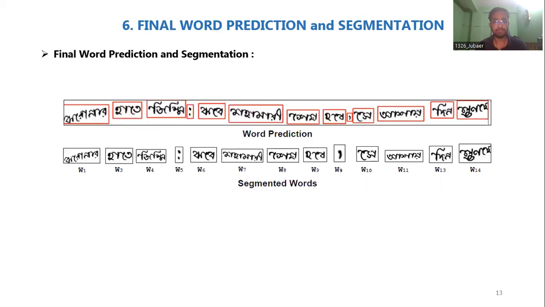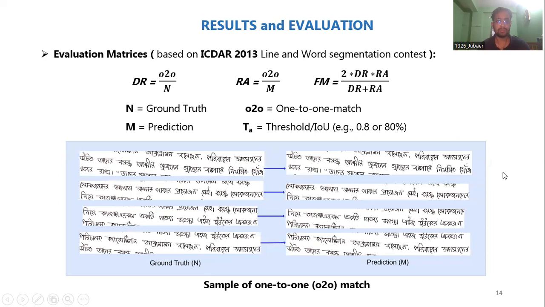And the final word prediction was straightforward. It was just word predictions on the skew corrected lines, or the final segmented lines, and we got these segmented words perfectly. And to evaluate our system, we have taken the evaluation metrics from the ICDAR 2013 line and word segmentation contest, where FM indicates the F1 measure.